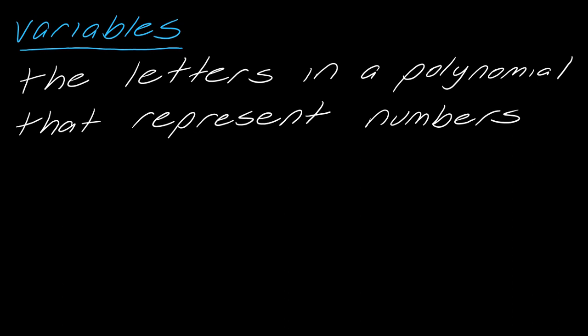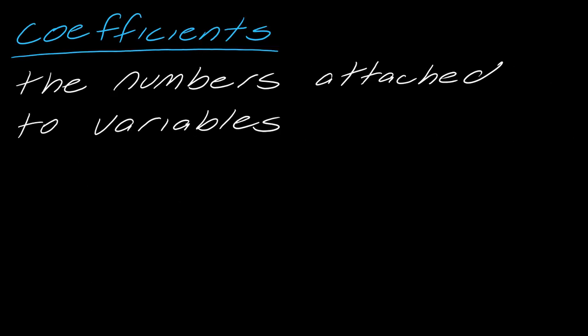Next, we have variables. These are the letters in a polynomial that represent numbers. If I use the same example, my variables would really just be x. It doesn't matter if they have exponents on them or not, the only variable in this particular polynomial would be x. You can have more than one variable in a polynomial though. Okay, next up are coefficients.